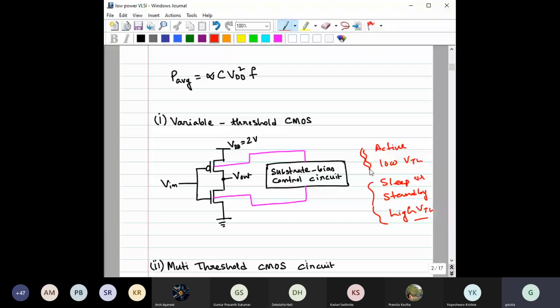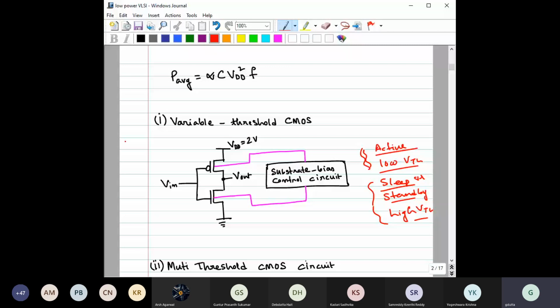So one such arrangement is the variable threshold voltage CMOS. This was the circuit that we discussed yesterday. Here is the substrate bias control circuit, which controls the substrate bias. If the device is in the sleep or standby condition, you make the threshold voltage higher for both PMOS and NMOS. If it is in the active mode, you make the threshold voltage lower. So this is one of the techniques.